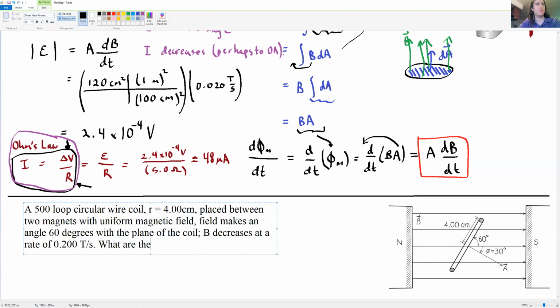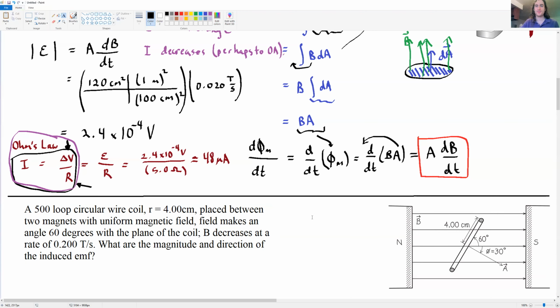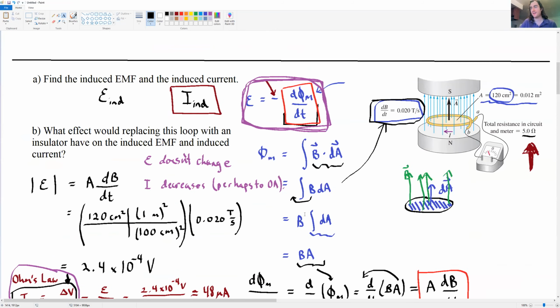What are the magnitude and direction of the induced EMF? And now that I'm actually writing this question out, I remember that I did forget about the minus sign in the last problem. So let's go ahead and scroll back up for a second. I'll give you time to write that down in a second, okay?